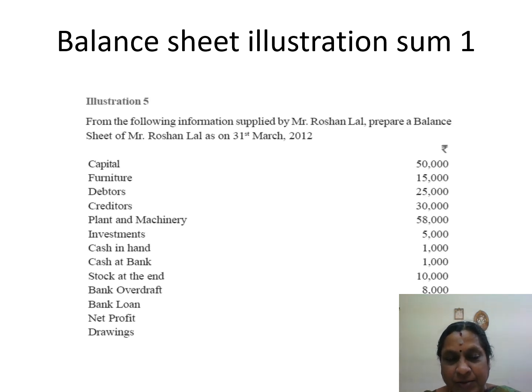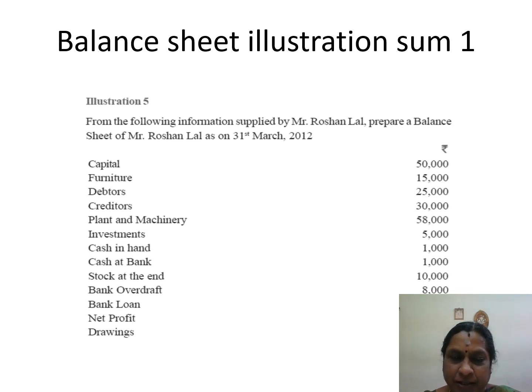Now let us discuss one after the other where the items will appear and what is the nature, whether it is an asset or liability. The first item is capital. Capital is to be written on the liability side, and the next item is furniture. Furniture is a fixed asset. It will appear on the asset side. Debtors is a current asset. It will appear on the asset side. Creditors is a short-term liability that will appear on the liability side. Plant and machinery is a fixed asset that will appear on the asset side.